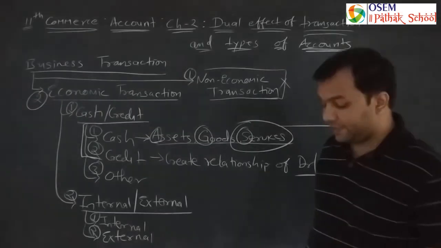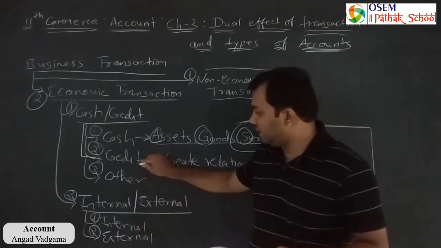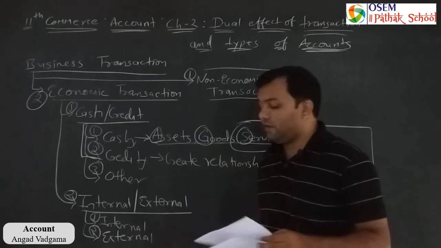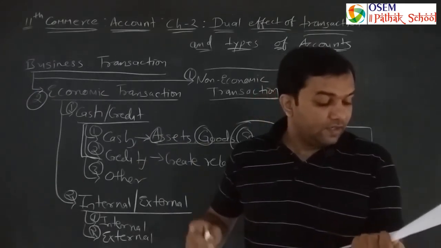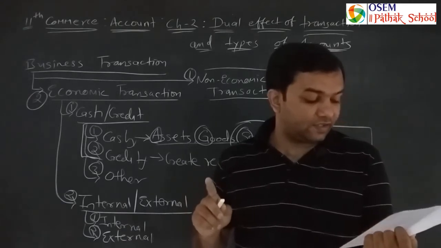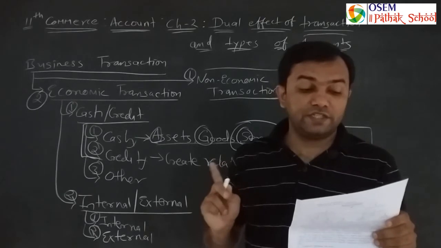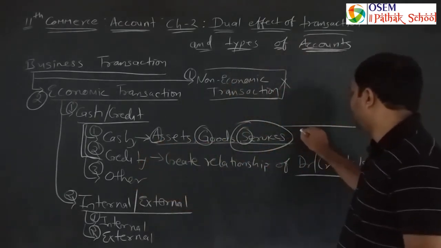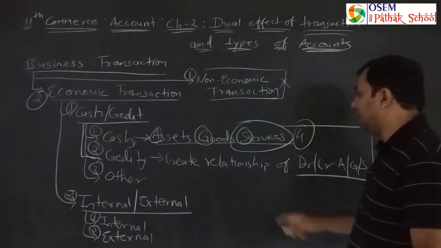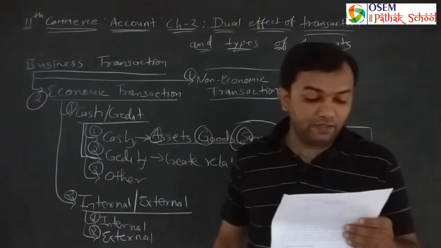Okay, so the next topic is credit transaction. We have completed 4 transactions of the cash category: cash transaction for asset, cash transaction for goods, cash transaction for services, and transaction for receivable and payable. So 4 categories of cash transaction. Now we are going towards the credit transaction. So what does it mean by credit transaction?